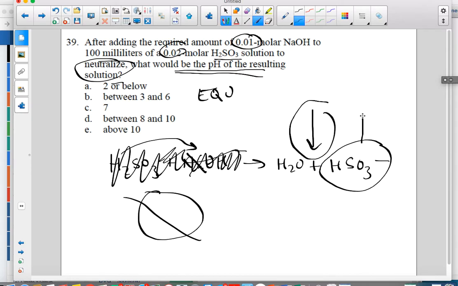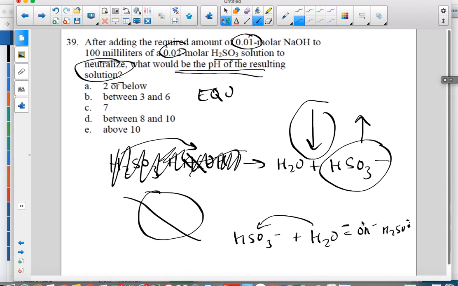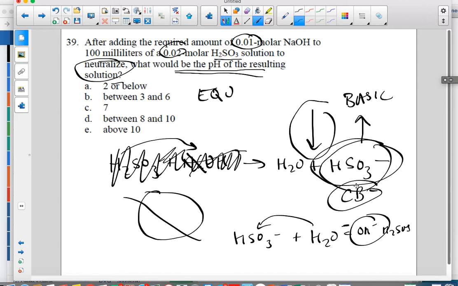In this case, I have a negative ion, and that is going to react. The negative ion, HSO3 minus, is going to react with water because negative ions take H's, ends up making OH minus and H2SO3. That means the solution is going to be basic. Whenever you have a weak acid titration, at the end you produce a conjugate base, and it's left over. Because the only thing you have left is a conjugate base, it'll be basic. So my D is the correct answer. It's going to be between 8 and 10, a slight base. It's not going to be really basic.